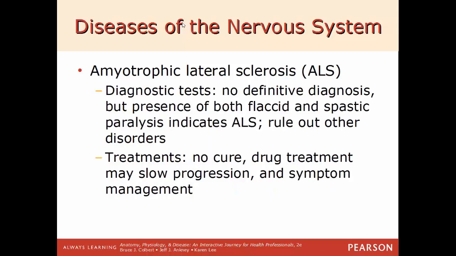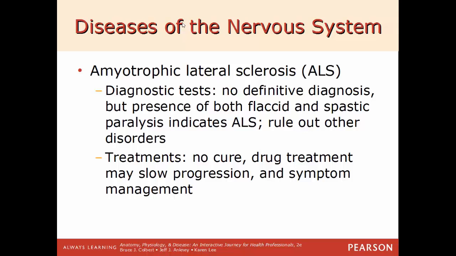Diagnostic test: there's no definitive diagnosis. The presence of having both flaccid and spastic paralysis is a good indicator of ALS. And of course, you also want to rule out any other possible disorders. There's no known cure for ALS, but some drug treatments have shown to slow the progression, and you can also manage the symptoms.